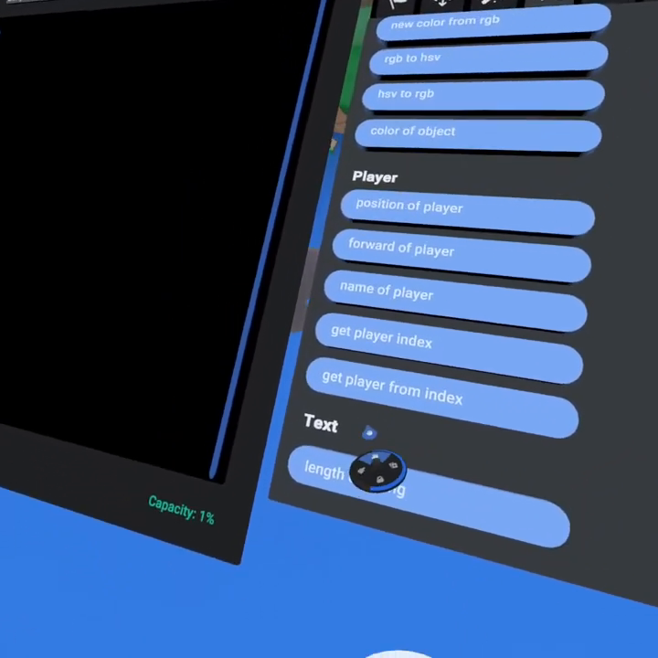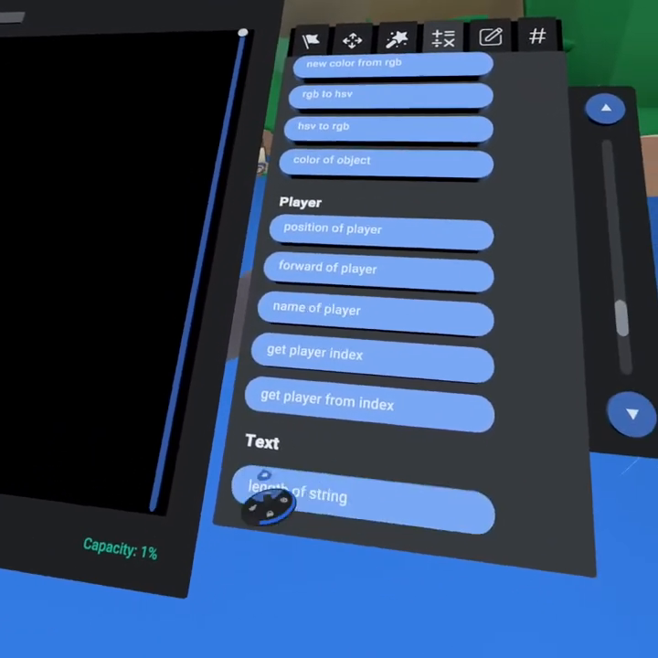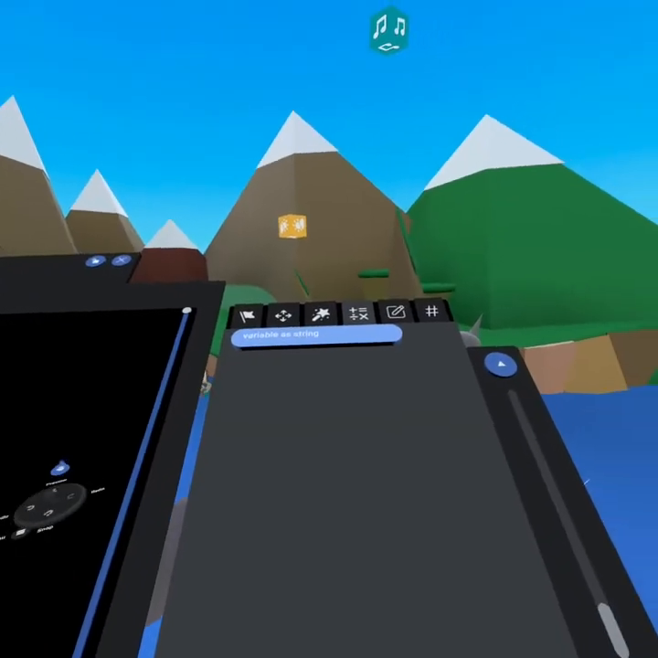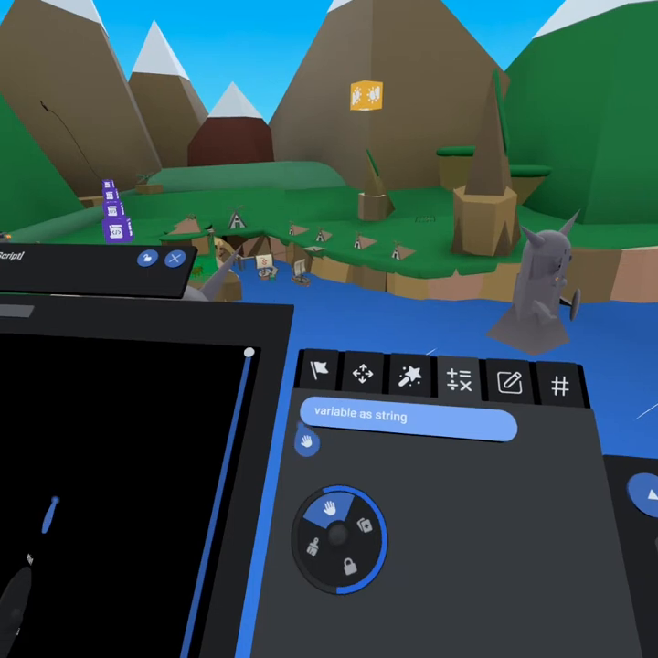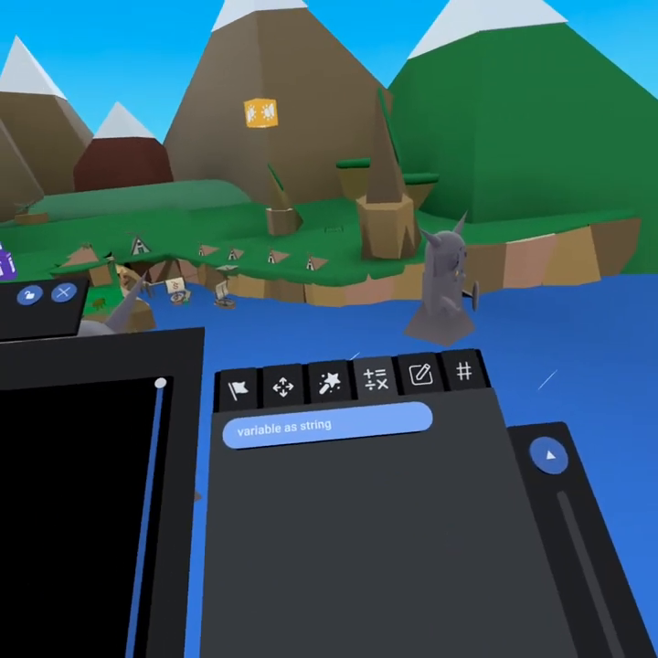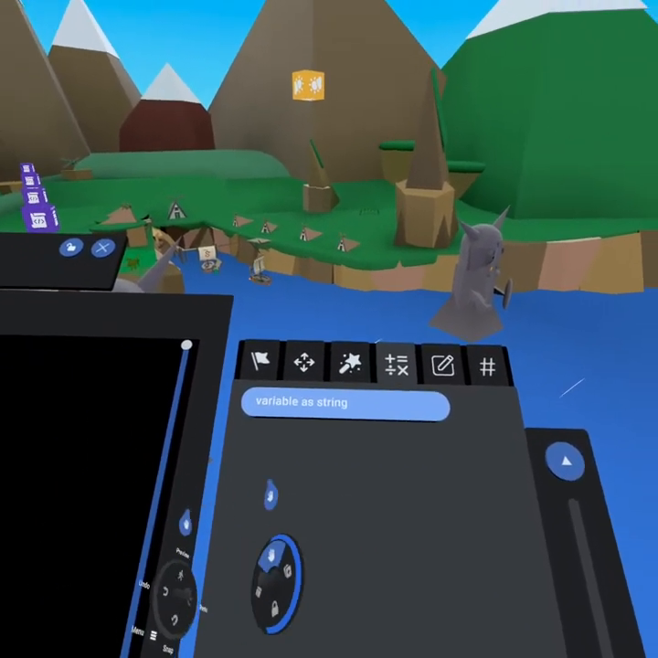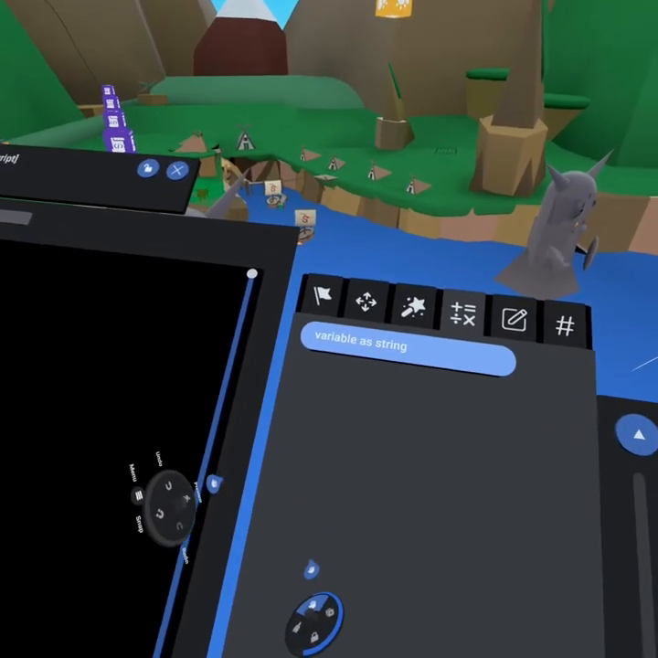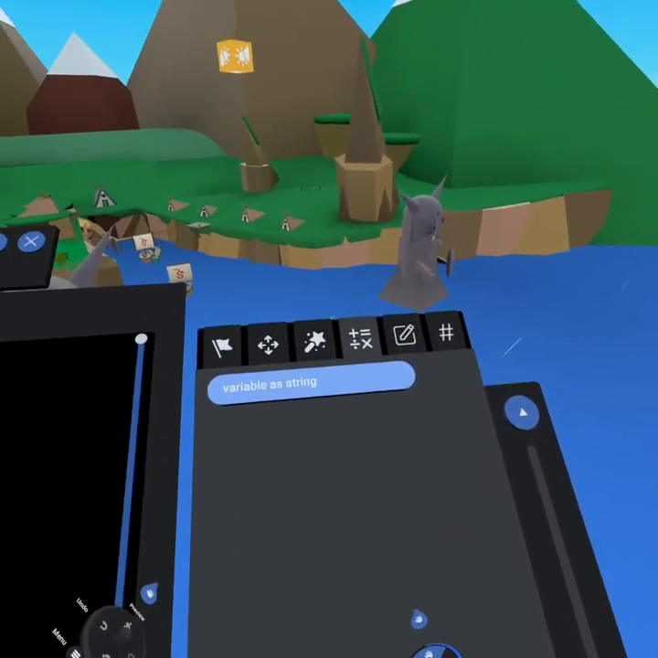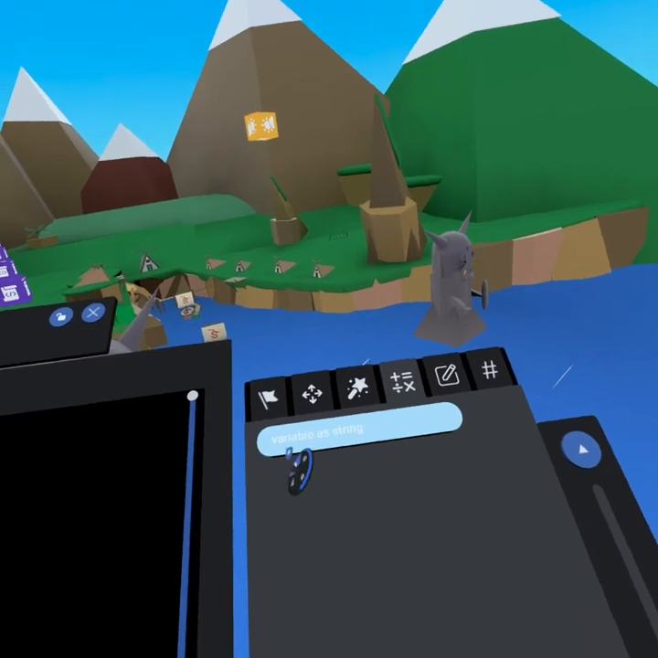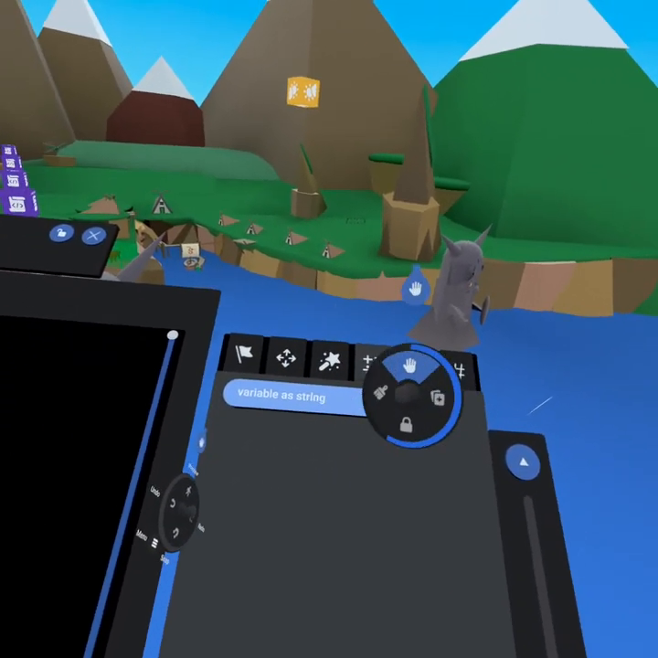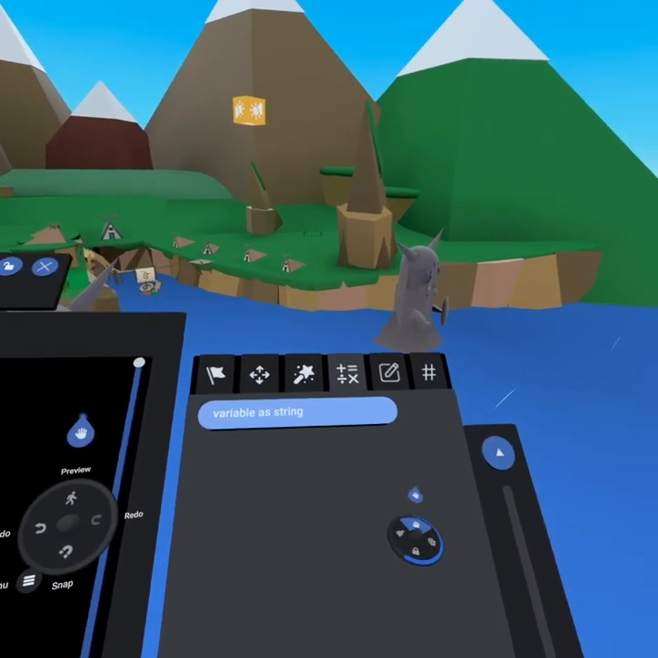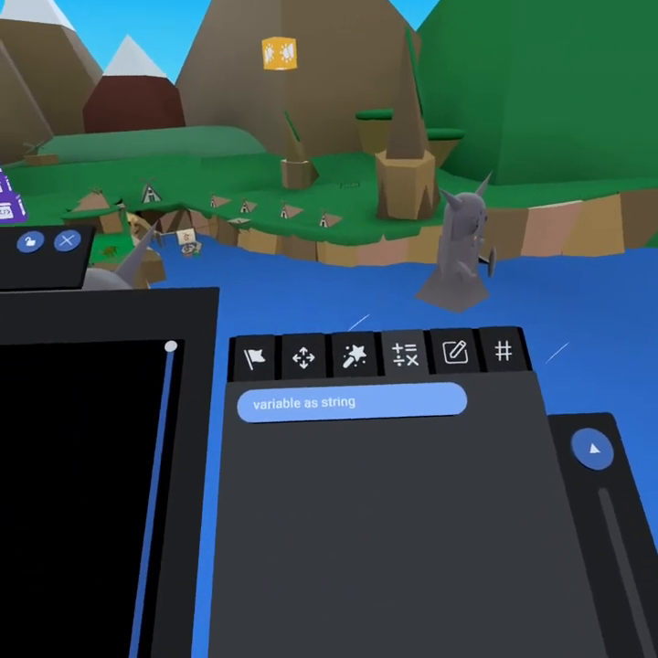Next we have text, where we can calculate the length of a string to find out how long it is. And then we have variable as string. This converts any number variable into a text string so you can combine it. So if you had player score and you wanted their name to be next to it, pull down plus, then put the user's name on the left side, and on the right side, you'd want to convert the score variable into a string, so that way you can combine two strings together. You can't combine a number with a string, but you can combine a string with a string, and that's what this does.